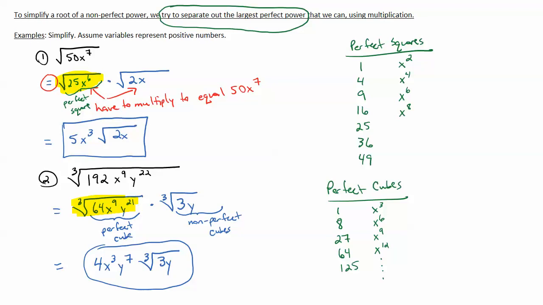I think that's enough examples to get the point across. You're separating out your perfect powers from your non-perfect powers, and then you take the root of the perfect power piece, and that's it. You do it through the use of multiplication.